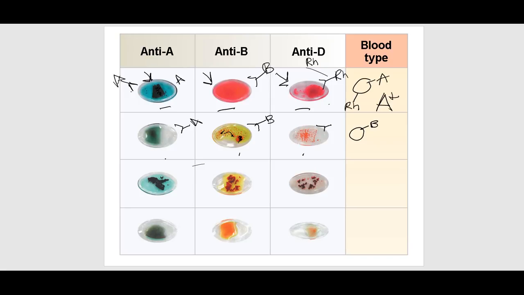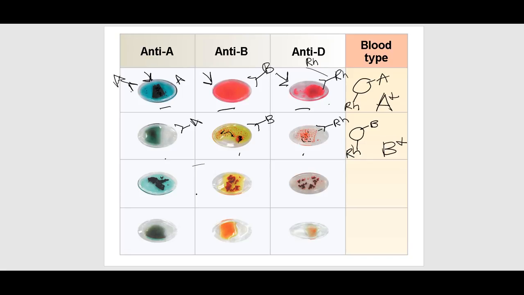Here we put anti-RH. The RH antibody met up with its antigen, and you see this clumping that's occurring. So that means that the red blood cells must also have RH antigens present. So this is what our red blood cell looks like. It has B antigens and RH antigens. That means that the blood type is B positive.